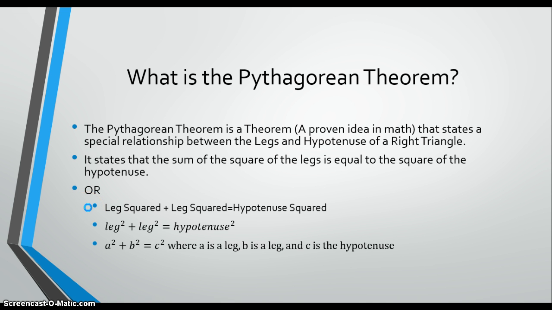So what is the Pythagorean theorem? The Pythagorean theorem is a theorem, or a proven idea, that states the special relationship between the legs and the hypotenuse of a right triangle. It states that the sum of the square of the legs is equal to the square of the hypotenuse, or leg squared plus leg squared equals hypotenuse squared, or a squared plus b squared equals c squared, where a is a leg, b is a leg, and c is the hypotenuse.